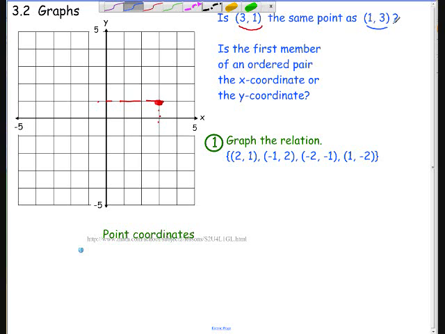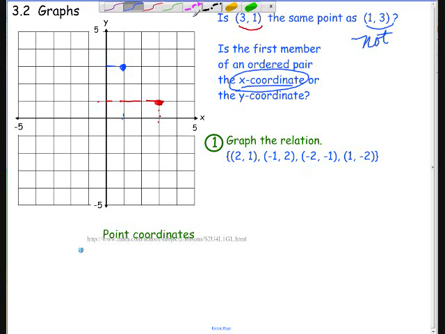Now, is that the same as (1, 3)? Well, I go over 1, and I go up 3, putting that point there. Definitely not the same. Is the first member of an ordered pair the x-coordinate? Oh, come on. How could I ask such a silly question? You know this. I guess it's always good, especially with the basics, to stress it.